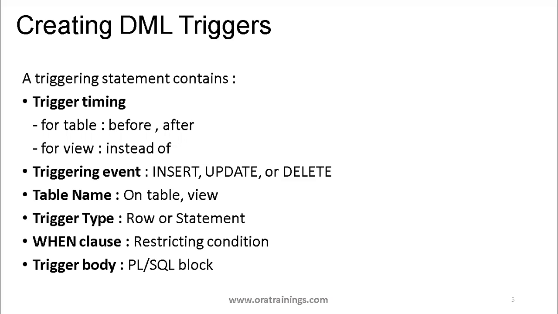So when you fire an update statement, it can update a single row or multiple rows, right? If you want to consider the logic for each row updation, you can have a row level trigger. Or if you want to fire a trigger only once for the total execution of your update statement, then you can consider a statement level trigger. The WHEN clause is about whether you want to perform the logic in the trigger based on a particular condition.